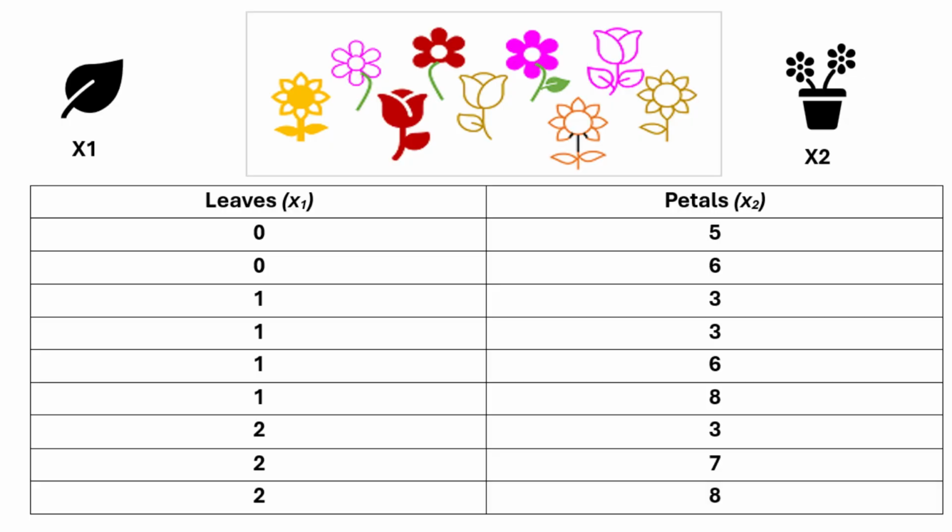Example: clustering. For example, suppose a botanist observes a sample of flowers and records the number of leaves and petals on each flower. There are no known labels in the dataset, just two features. The goal is not to identify the different types, species, of flower, just to group similar flowers together based on the number of leaves and petals.